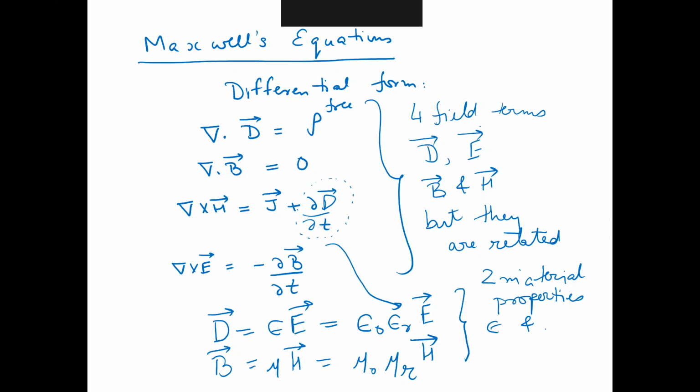Epsilon, being your property of the material, tells how strongly the material polarizes when I apply an electric field. Mu is the ability to magnetize: how strong can I make it into a magnet when I apply a magnetic field externally to that material? So there are 2 material properties hidden within these equations.